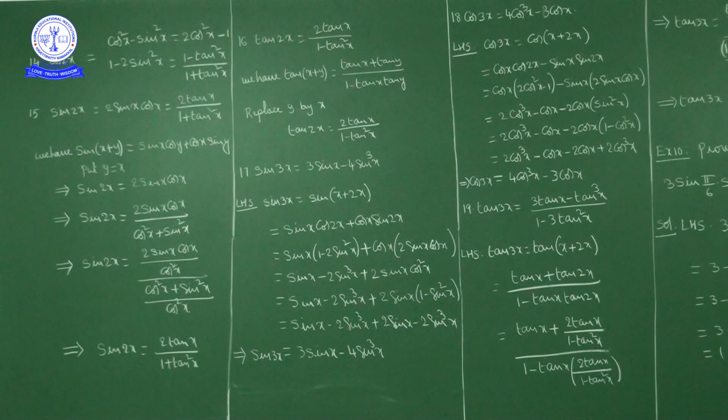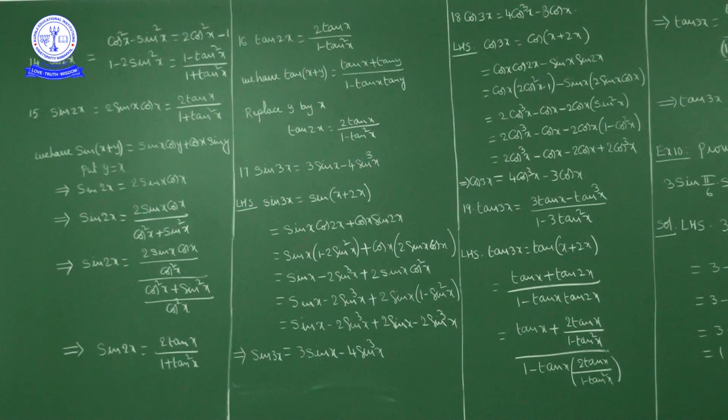Next, tan 2x. The tan 2x formula is 2 tan x by 1 minus tan square x. We can prove it in 2 ways. Tan 2x is nothing but sin 2x by cos 2x. What is sin 2x? Sin 2x is 2 tan x by 1 plus tan square x, and cos 2x is 1 minus tan square x by 1 plus tan square x. So 1 plus tan square x and 1 plus tan square x cancel. So what we get is tan 2x is 2 tan x upon 1 minus tan square x.